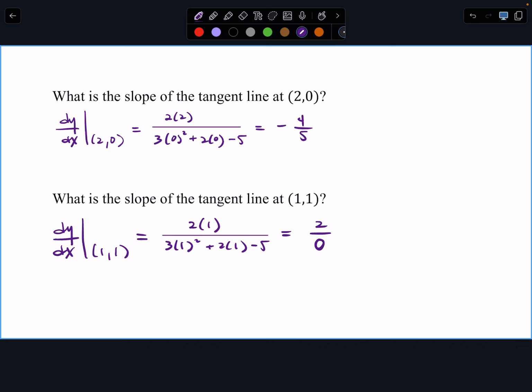So did you guys get 2 over 0? Yeah. We were like, what does that mean? It means undefined. The slope is undefined. And that means what type of tangent line occurs there? It's a vertical tangent line.